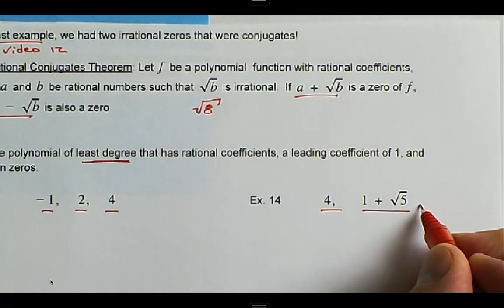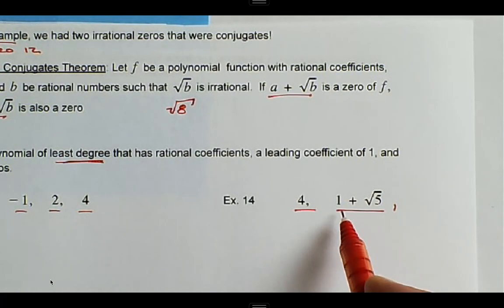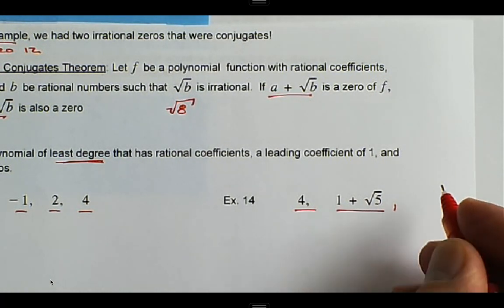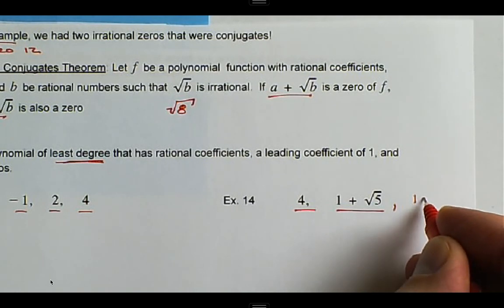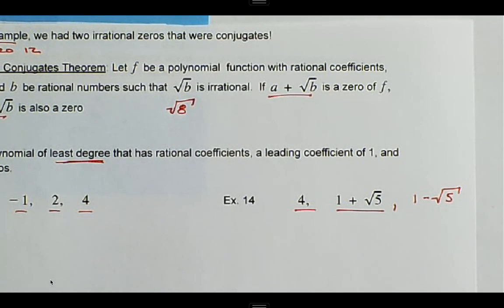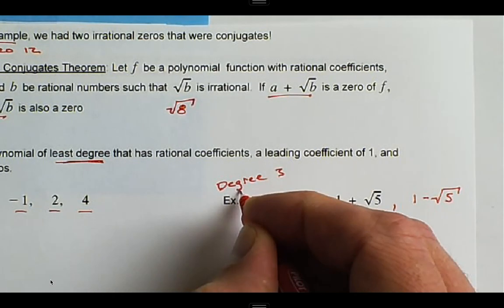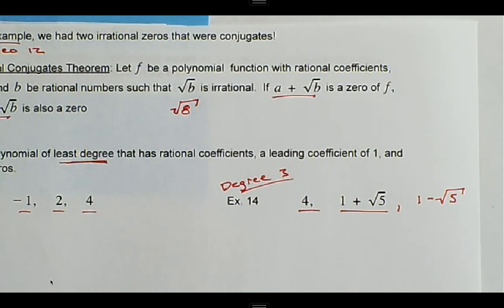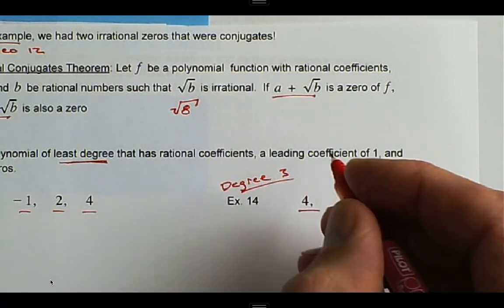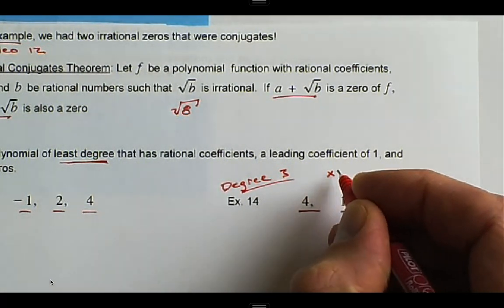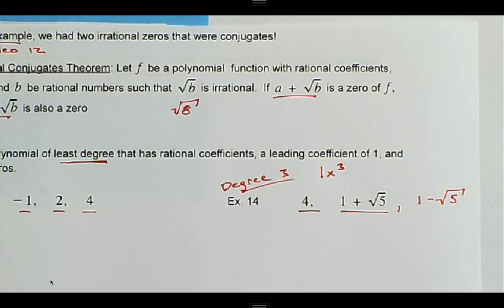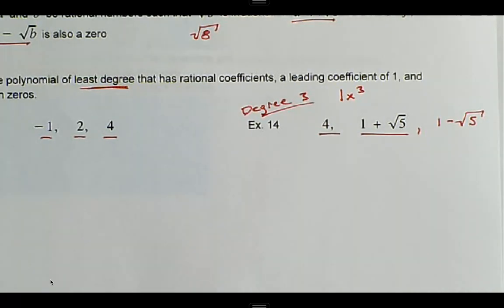However, we know that we have to add one more, because if we have 1 plus the square root of 5, we also have to have the conjugate, which would be 1 minus the square root of 5. So that changes. Now, instead of being a least degree of 2, our least degree for this one is degree 3. So when we finish, we should be looking at our highest degree with the lead coefficient of 1. But we're going to do it the same way that we did before.